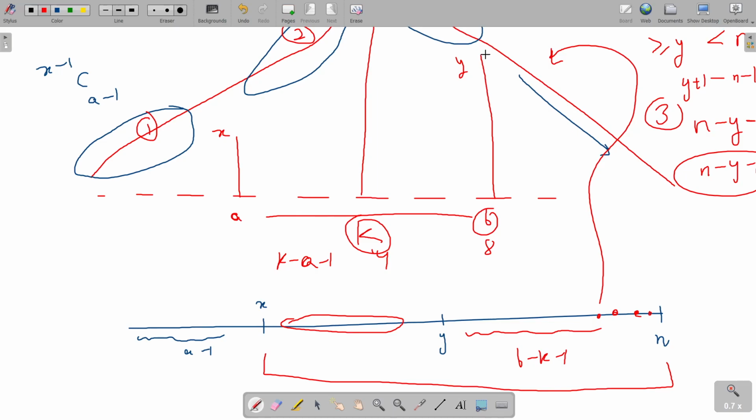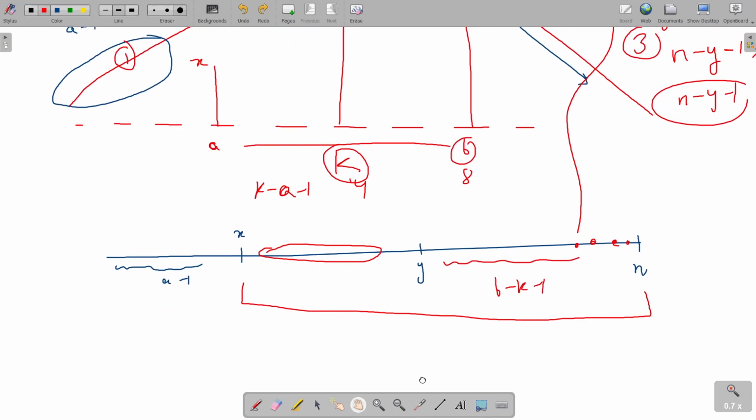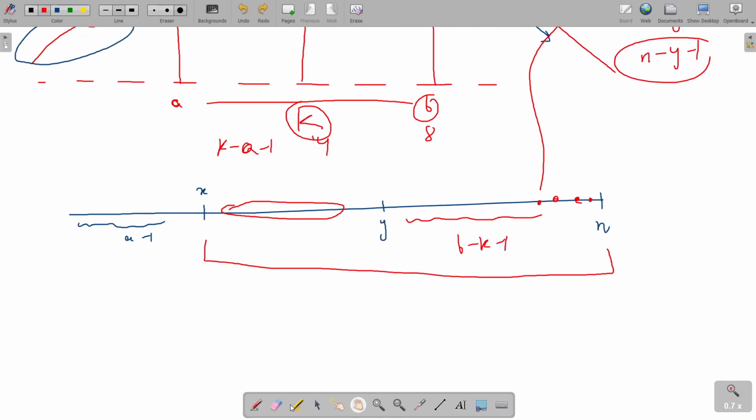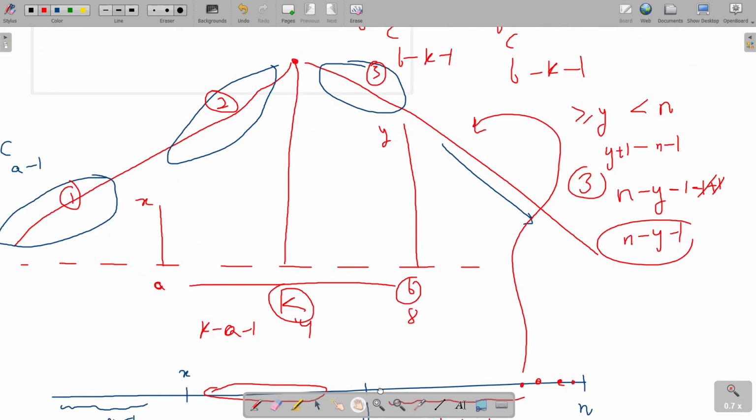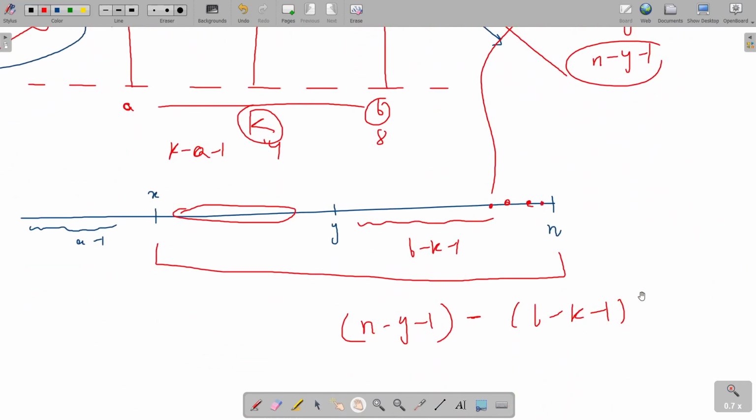Like, if a value is greater than y, then you will have increasing again and then maybe decreasing. So you need to completely exhaust this range. First, you need to check how many values were remaining here. Suppose the total number of values in this range that you were able to pick were n minus y minus 1. From that, you have already picked b minus k minus 1 for this. So these are the remaining. So these you have to pick.